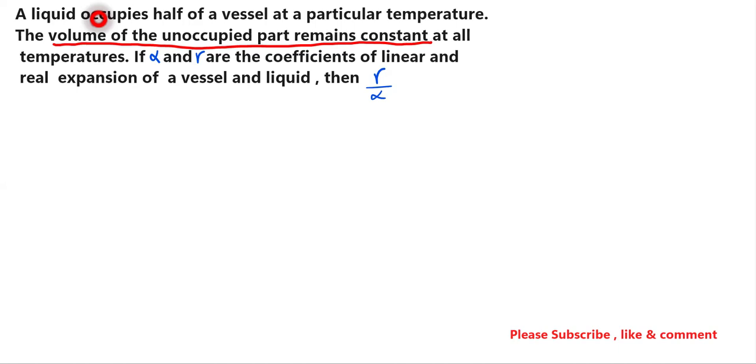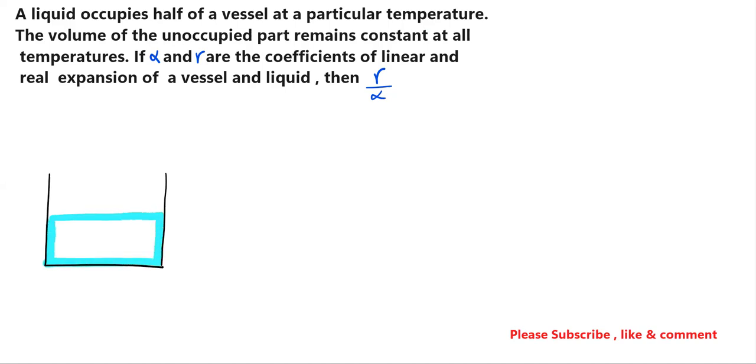So based on this data, we should find out the required relation; gamma by alpha has to be found out. The liquid occupies half of a vessel. Suppose this is the vessel, half of it is occupied. We can assume this liquid will fill up half of the vessel. Exactly, you can see it. Half of it is present. So here the initial volume of liquid, let it be VL. Volume of solid, let it be VS.